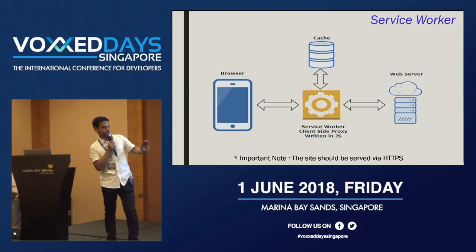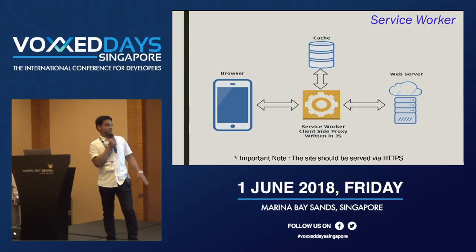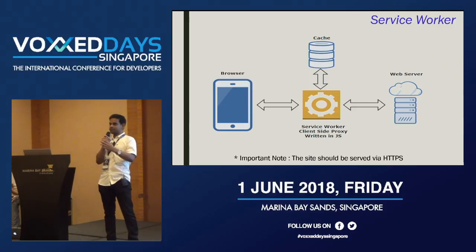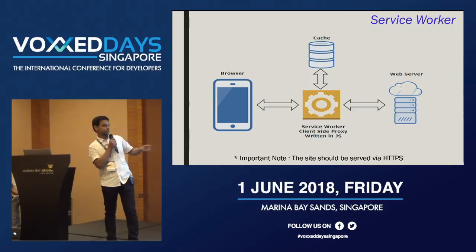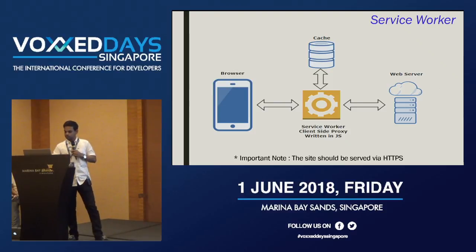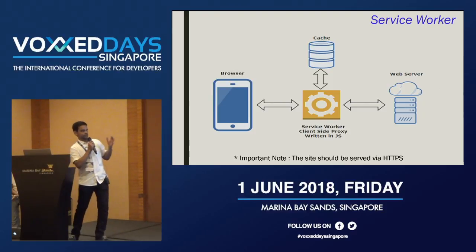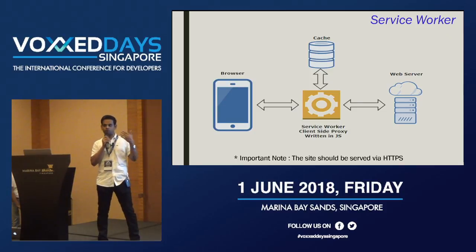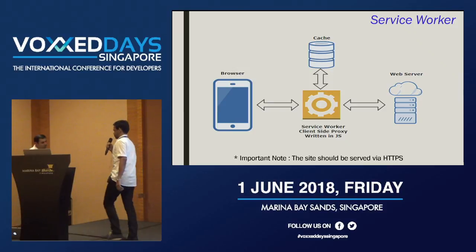And there's an important note here, your site should be served via HTTPS. Because using service worker, the developer can take full control of all the network requests you are making. We can intercept all the network requests and the developer can decide what to do with it. That's a powerful feature. That's why it has to be served via HTTPS. Next we will go in depth into service worker, how to use service worker to achieve offline access, background sync and push notification. I will give it to Ritesh to demonstrate those.